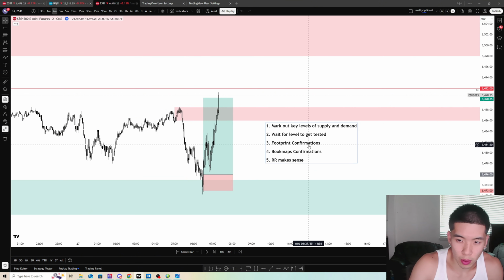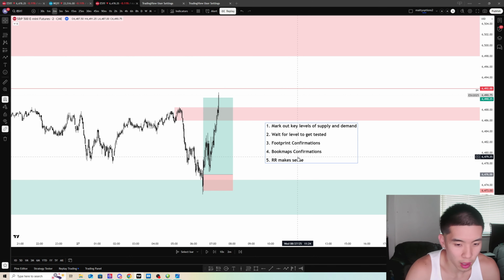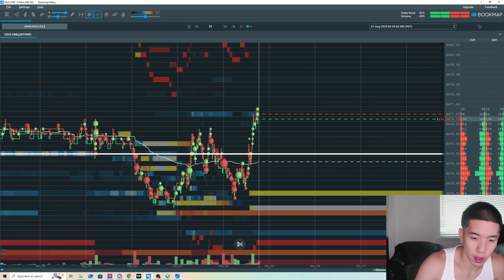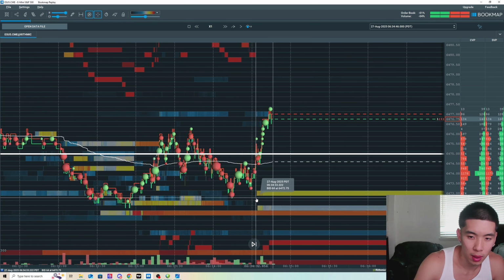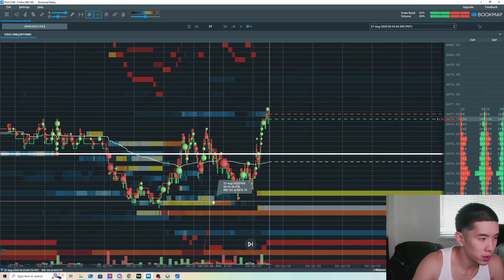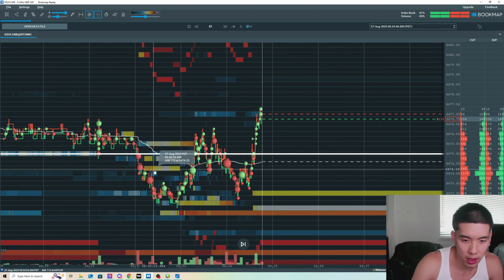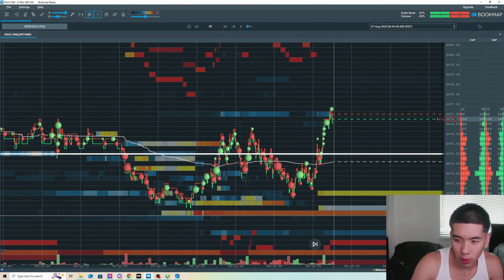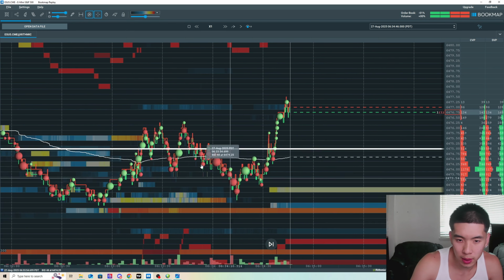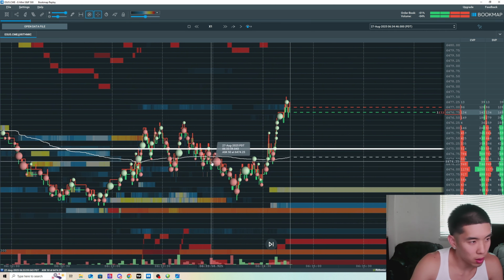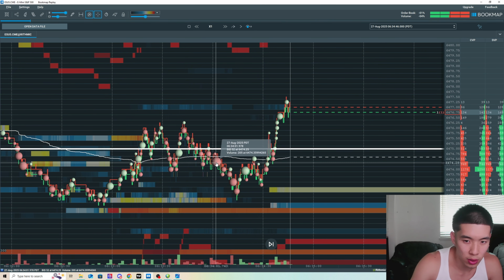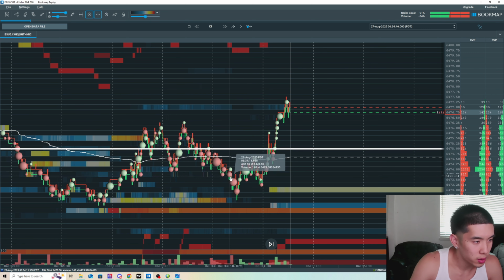But basically, step 3 is the footprint confirmations, and step 4 would be the Bookmap confirmations. So with Bookmap confirmations, again, I'm looking at this at the same exact time as I'm looking at the footprints. So you can see price came and tested, and what you can see here is price came down with a lot of sell volume. Even here, there's 205 aggressive sellers hitting the market. There's a ton of selling going on.